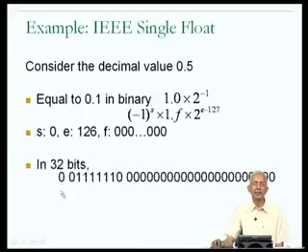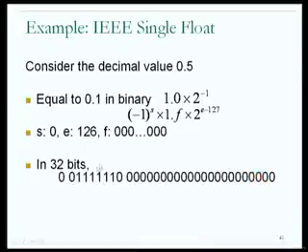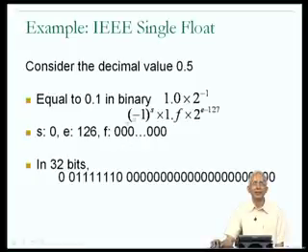All I have to do now is take the s and make it the most significant bit. I take the value of e and write it as the next 8 bits. So this is 126 in binary, and then I take the 23 f bits and put them at the end, and this 32-bit value is the IEEE floating point representation for half. It is the exact IEEE floating point representation for half.